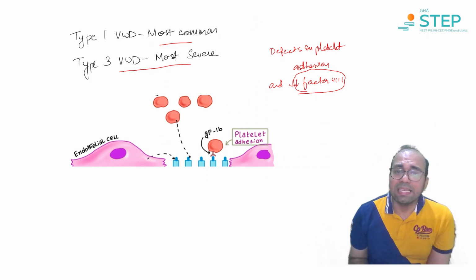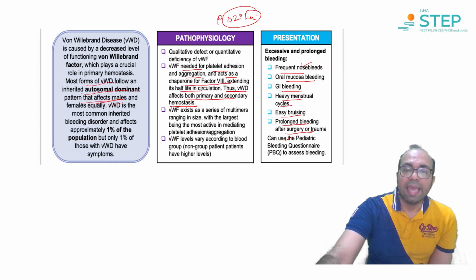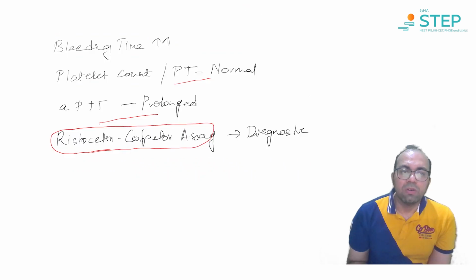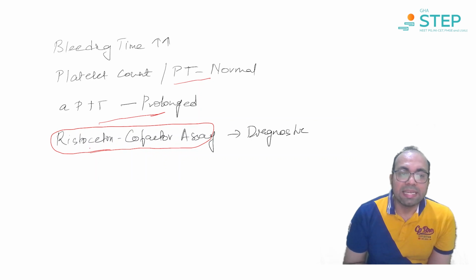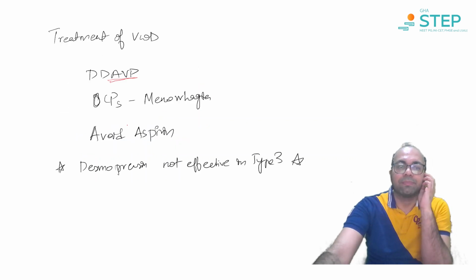In von Willebrand disease, as a result of the underlying pathophysiology, you have defects in platelet adhesion as well as decreased levels of factor 8. Lab findings include bleeding time is prolonged, platelet count and prothrombin time are normal, APTT is prolonged, and the diagnostic test for von Willebrand disease is the ristocetin cofactor assay.